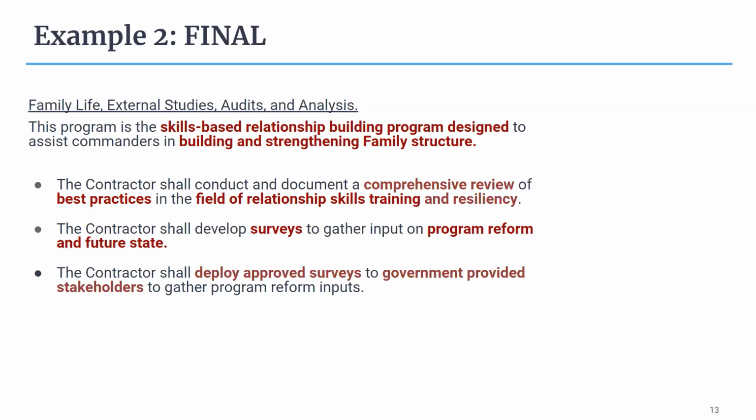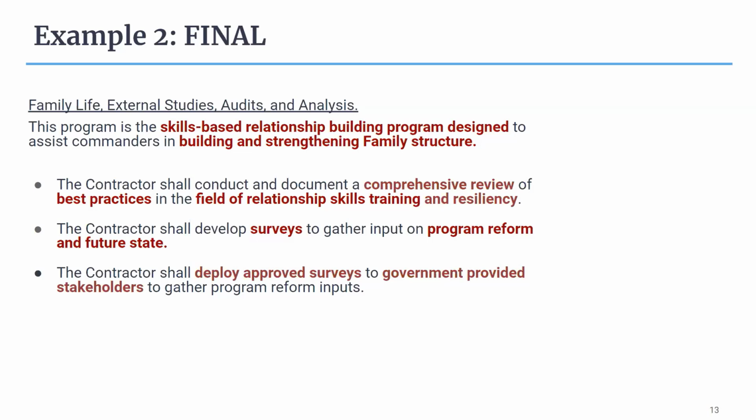The contractor shall deploy approved surveys to government-provided stakeholders. So, hey, get this. The government is going to provide the stakeholder list to which the surveys are going to be sent. But the contractor is going to be the one deploying them. And there's that key word again, approved. All right, so they're not just deploying any old survey. First, the survey has to be approved.